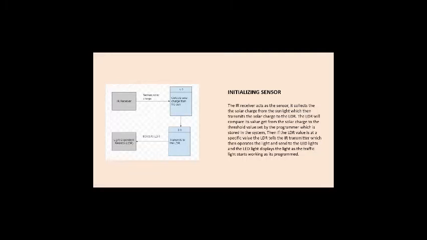The next one is the initializing sensor. Before the sunlight goes to the LDR, the IR receiver, which acts as the sensor, collects the solar charge from the sunlight and transmits it to the LDR. Then, in the same process, the LDR will compare its value from the solar charge to the threshold value set by the programmer, which is stored in the system. Then if the LDR value is at a specific value, the LDR tells the transmitter, which then operates the light and sends it to the LED lights, and the LED lights display the traffic lights as programmed. So that's all from me. Thank you.